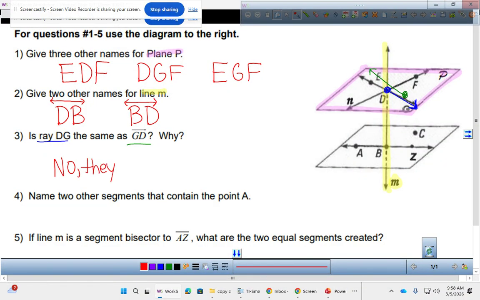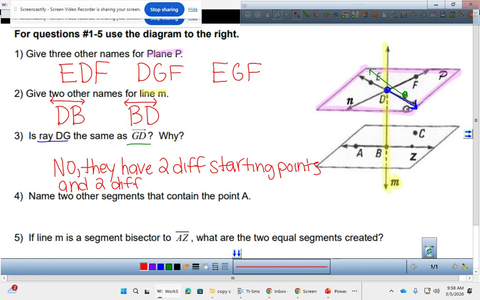More specifically, they start at 2 different places. So they have 2 different starting points. One starts at D and one starts at G. And they also have 2 different directions. One goes left, one goes right. They are not the same ray.